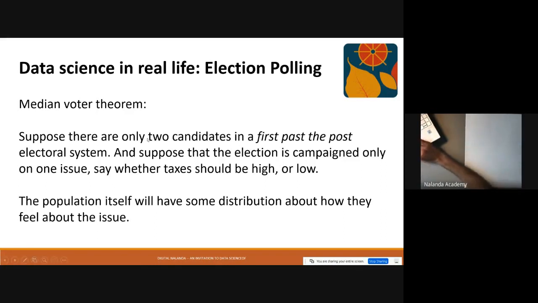The idea is there are only two candidates in a first past the post electoral system. That means whoever gets the most votes wins. Let's assume this very stupid, cartoon simplified model where the election is campaigned on only one issue. This can be generalized to multiple issues, but let's stick to one for this argument. Let's say that issue is whether taxes should be high or low. Very often, people on the left or socialist side want higher taxes so they can pay for more social services. And in India we have the Brahmin Baniya complex, but in the West we essentially just have the people that control the capital.